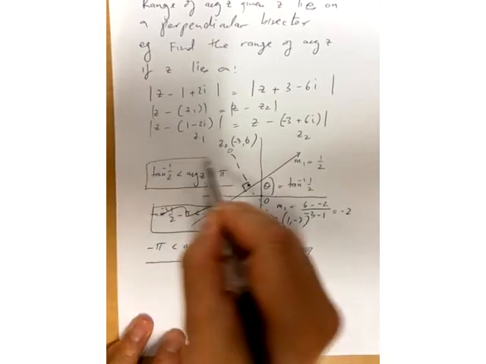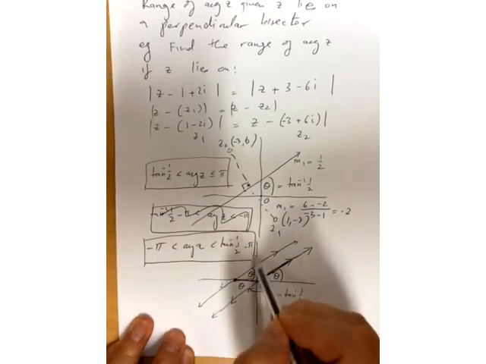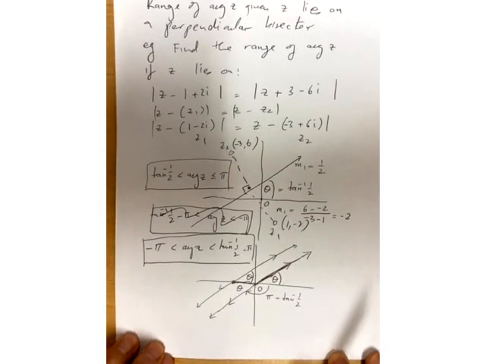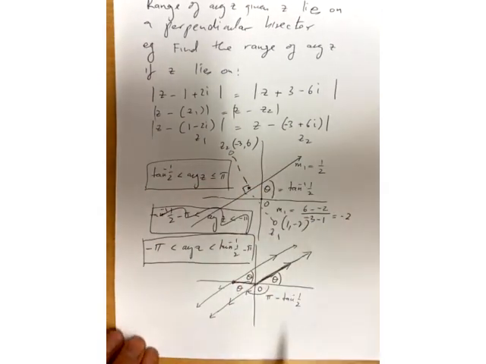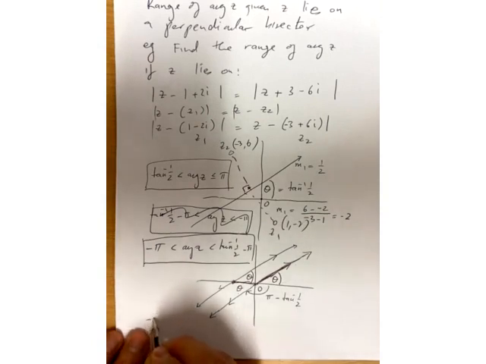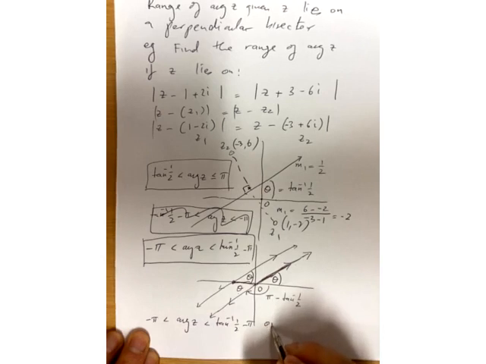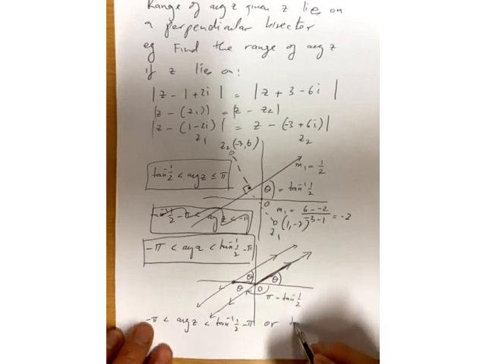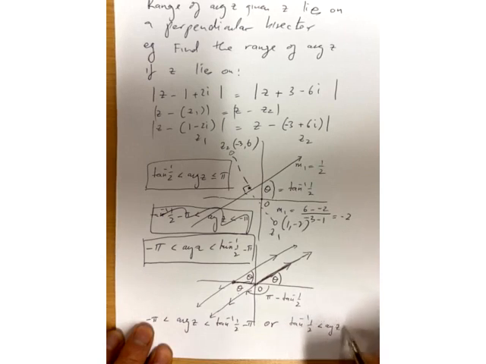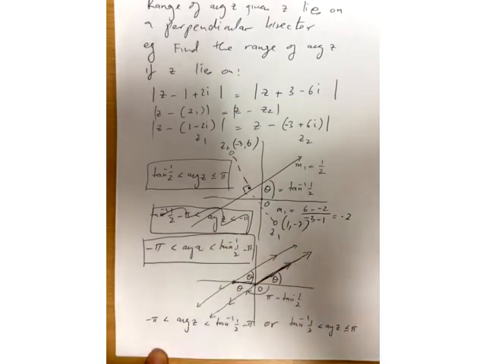So your arg z, just to recap, given that z lies on this perpendicular bisector, the range of arg z is actually going to be, the negative bit is minus pi is less than arg z, less than tan inverse of a half minus pi, or tan inverse of a half is less than arg z is less than or equal to pi. And that is your answer for this range of arg z, if given it's like a perpendicular bisector.